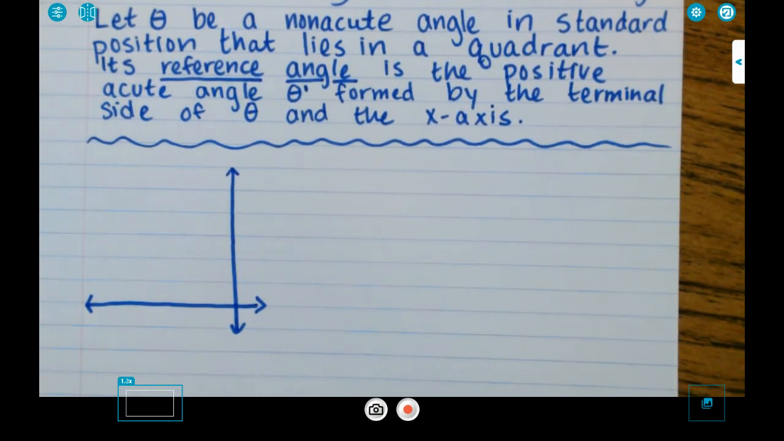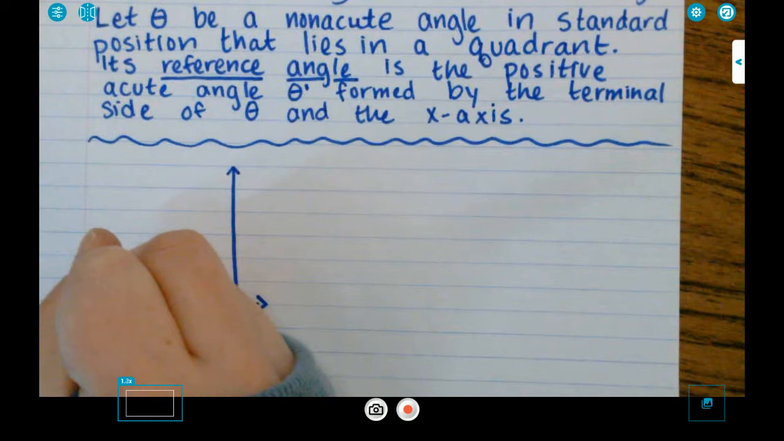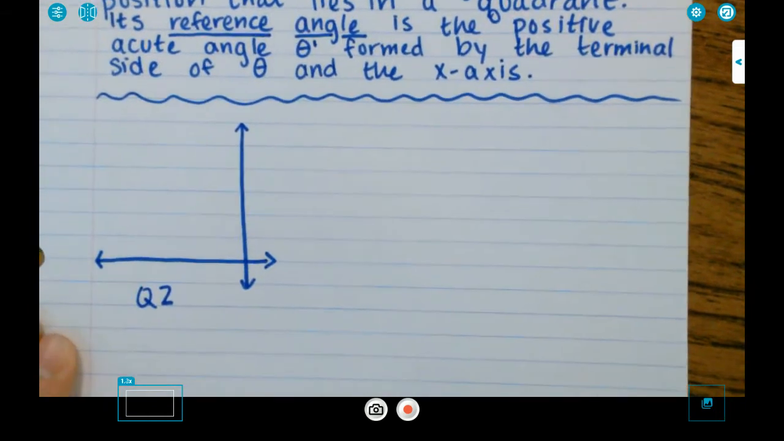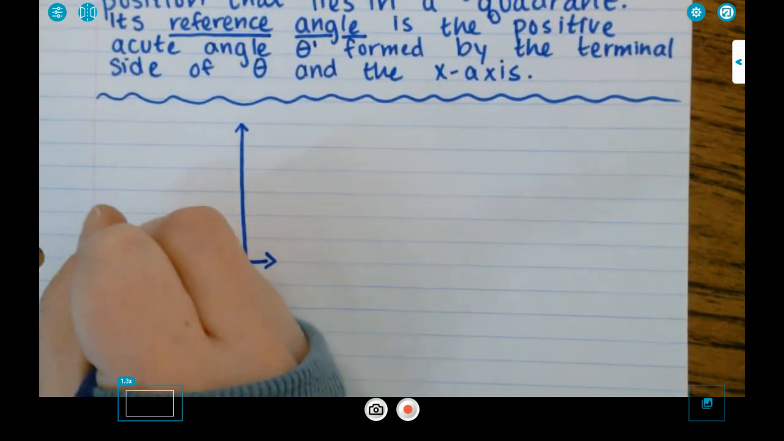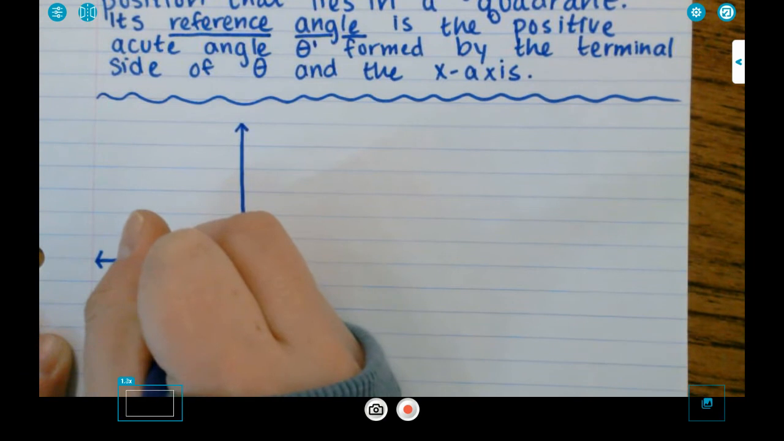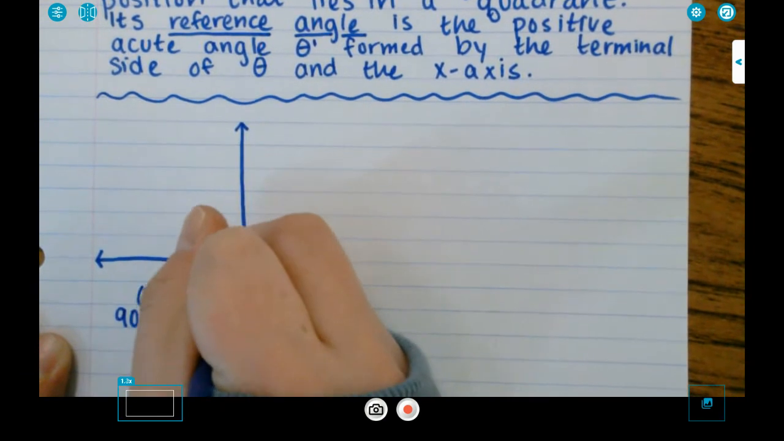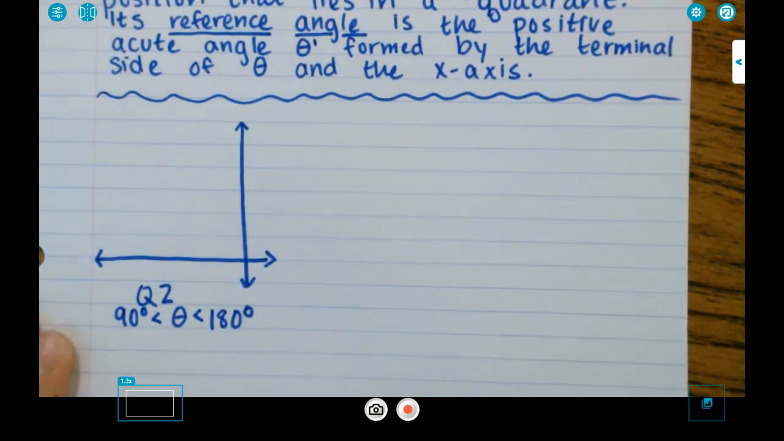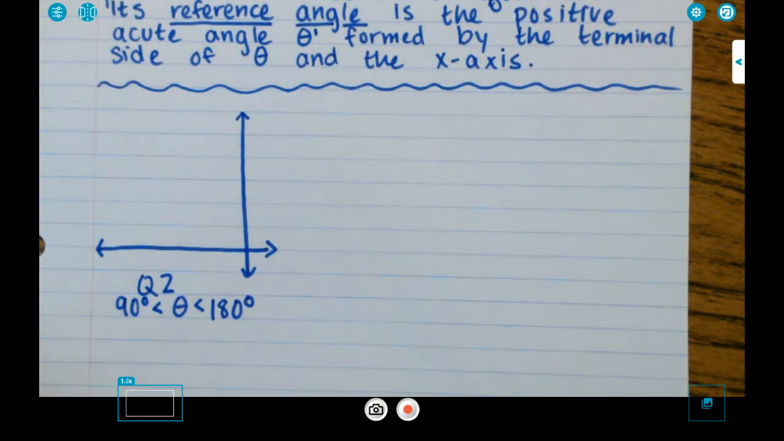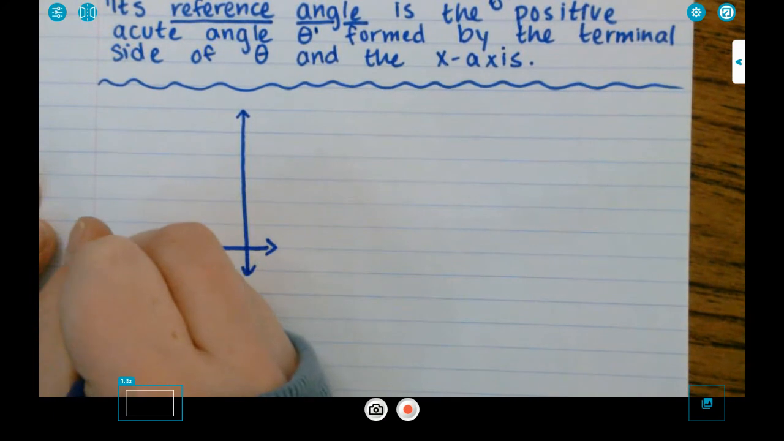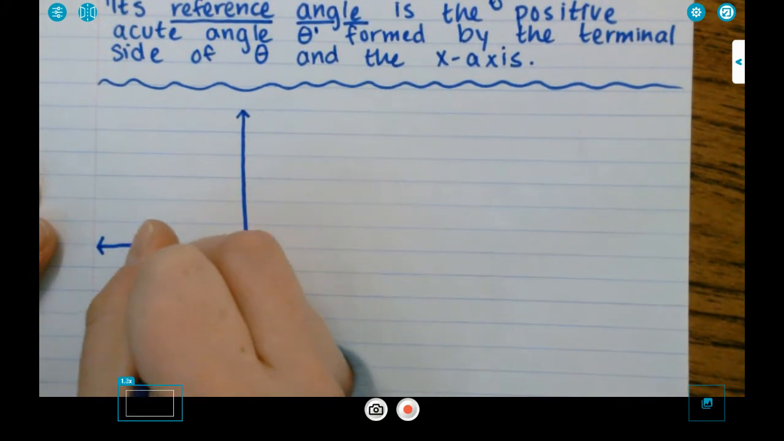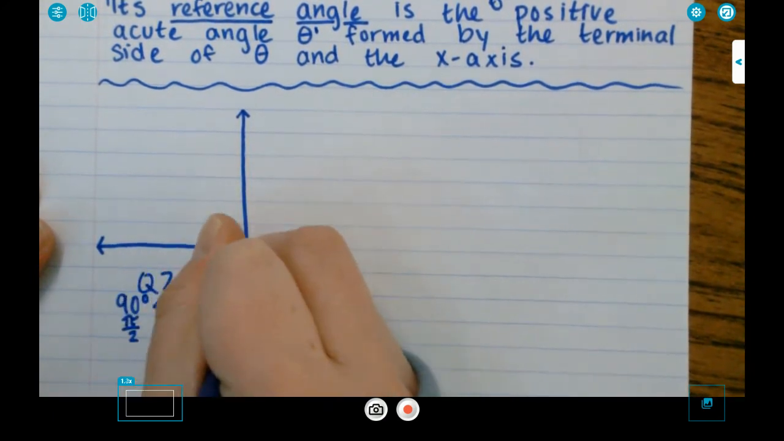Okay, so in good old quadrant 2. So I'm going to label this Q2. I'm also going to write down that this means that 90 degrees is less than theta, sorry, is less than 180 degrees. And then I'm also going to label where this would be in radians. So in radians, this would be between pi over 2 and pi. So pi over 2 is less than theta is less than pi.